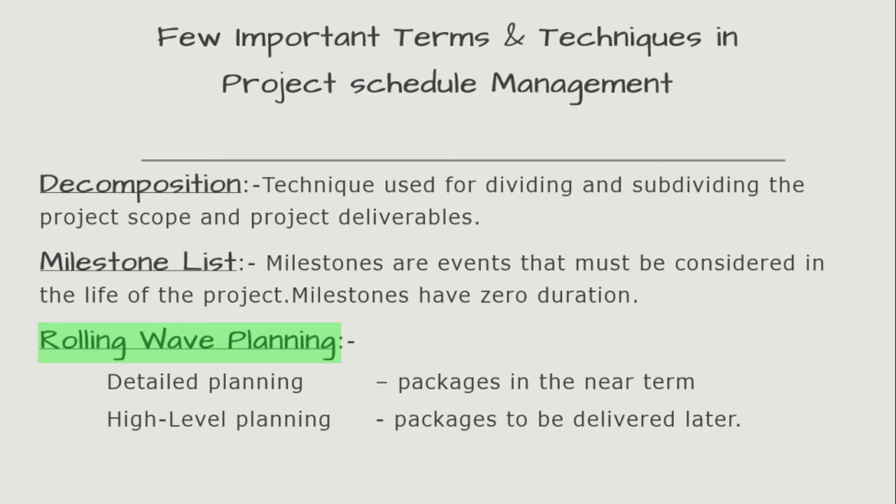Rolling wave planning. As a technique in the define activities process, rolling wave planning ensures that the detailed planning is done for the packages to be delivered in the near term, while only high level planning is enough for work packages to be delivered later. As the work progresses and requirements become clear and more detailed, the planning for the packages follows. To be precise, you basically plan as you go.